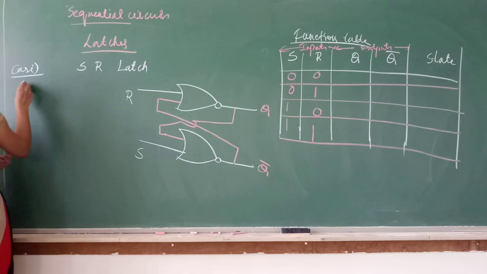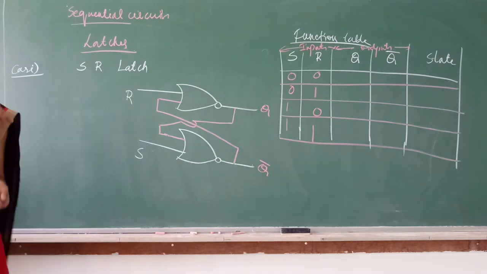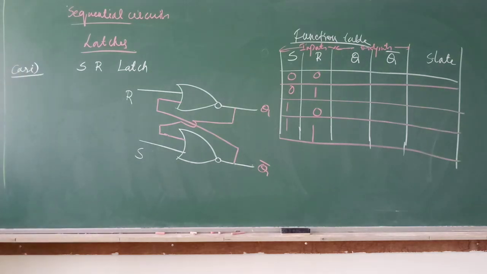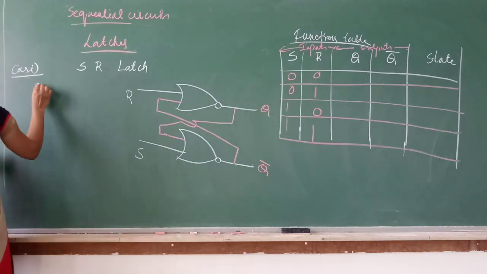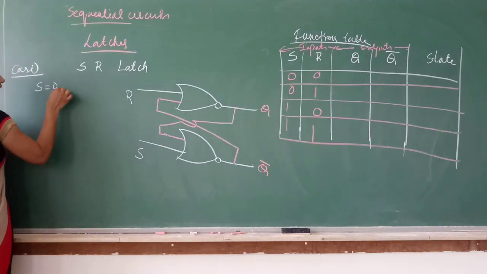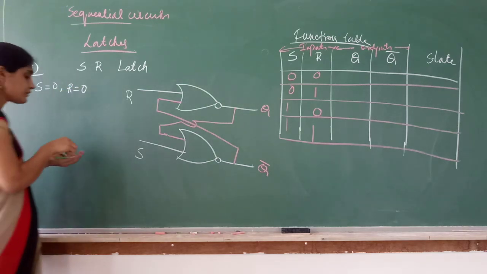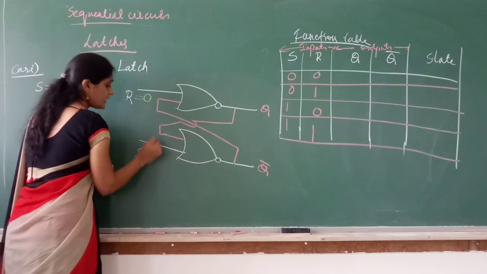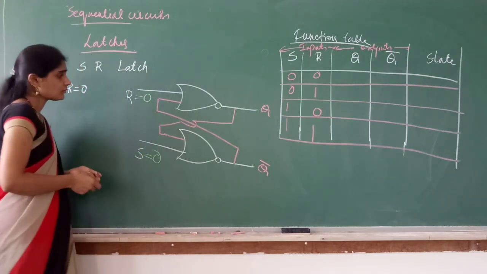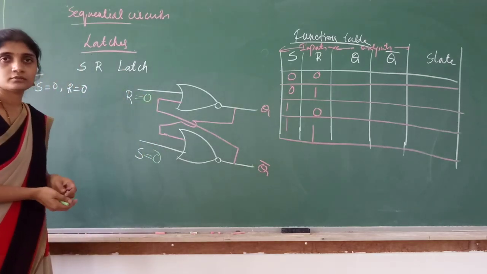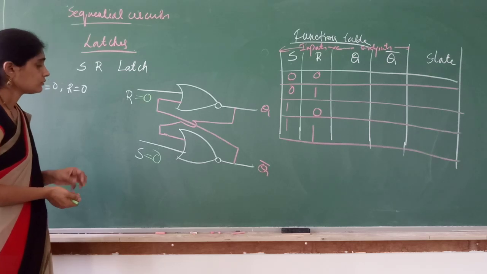What is case 1? When S is equal to 0 and R is equal to 0. When S is equal to 0, R is equal to 0, I give S as 0 and R as 0. Can you tell me the output? No. Why?